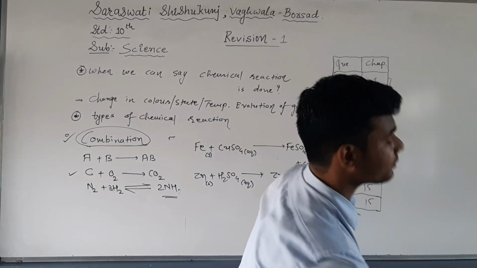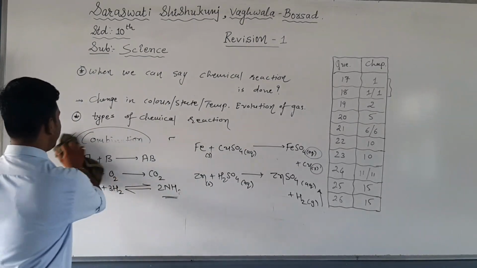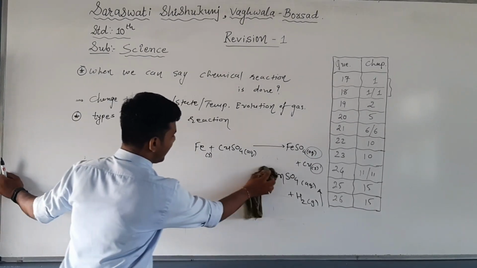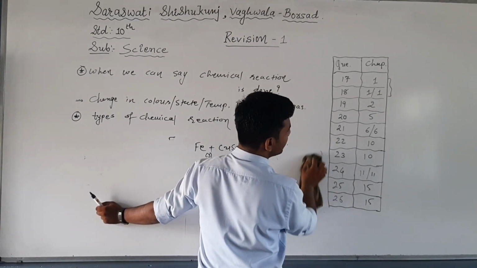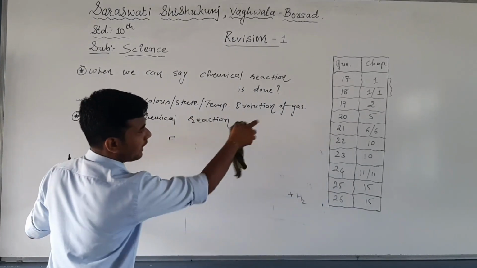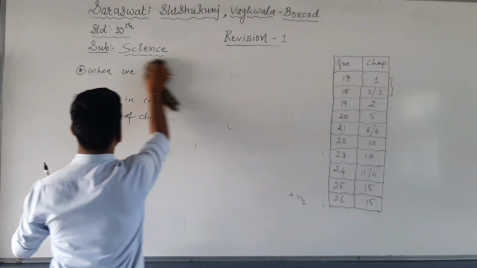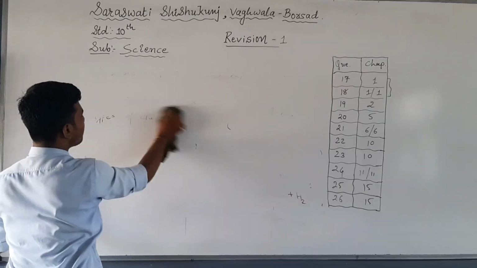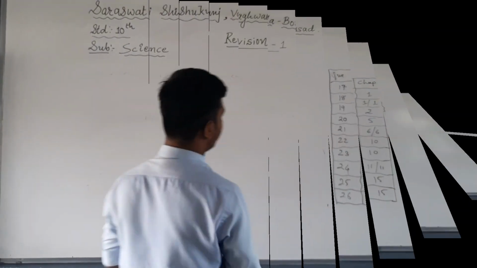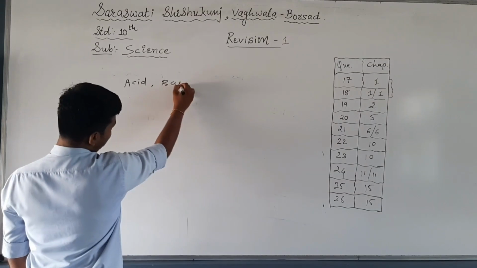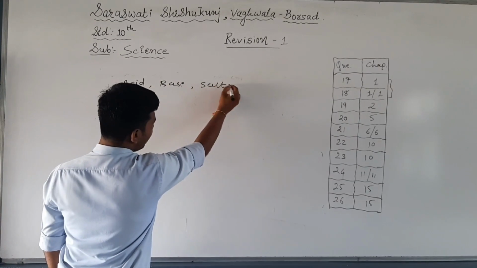Now, let's see which type of question can be asked from chapter number 2. That is for our question number 19. As we all know, our chapter number 2 is acid, base and salt. So from that view, what is called acid, what is called base and what is called salt.